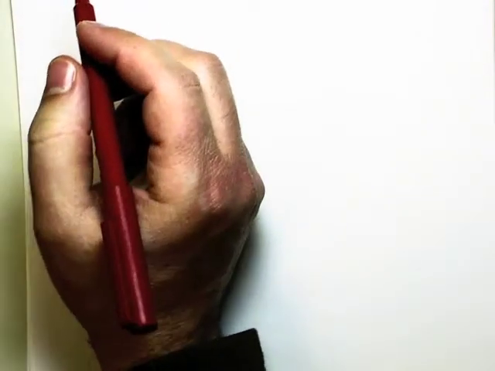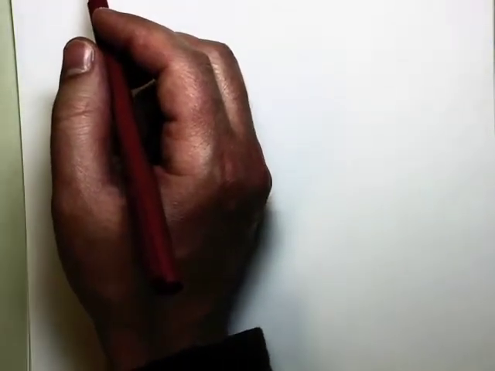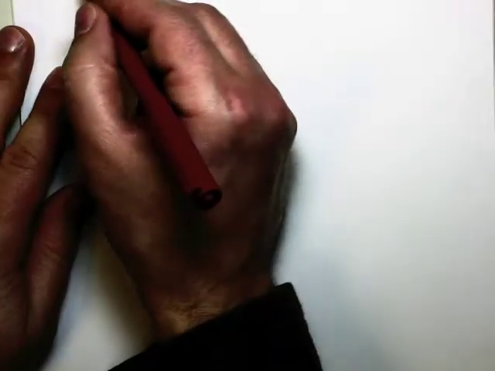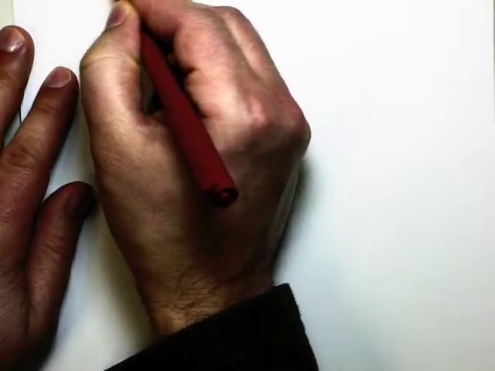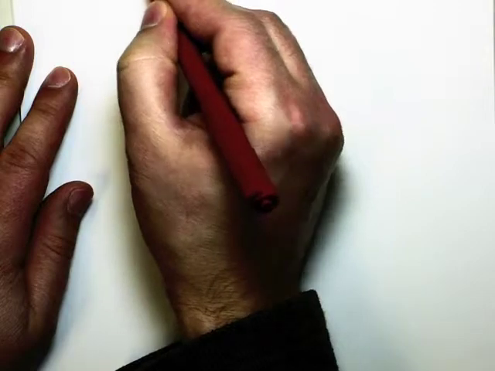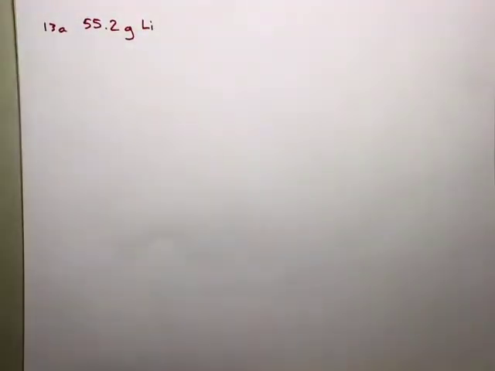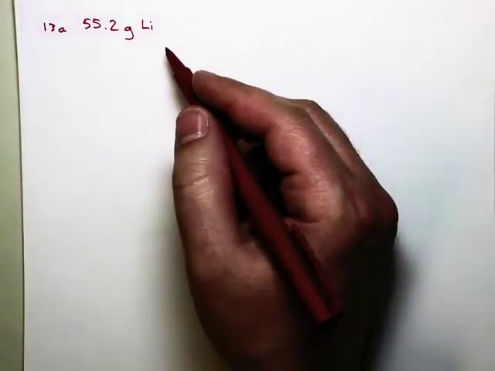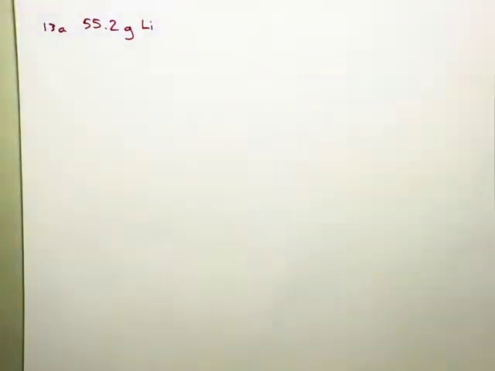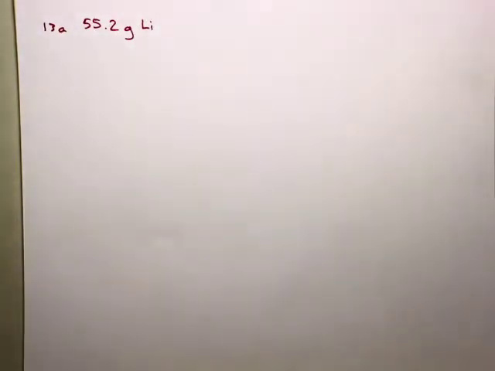13A. You should have a piece of paper out and your calculator and all the tools of chemistry, including your periodic table. We have 55.2 grams of lithium. And in the instructions, it tells us to calculate how many atoms there are in the following sample. So this is identical to the type of problem you had to do in lab on Friday.